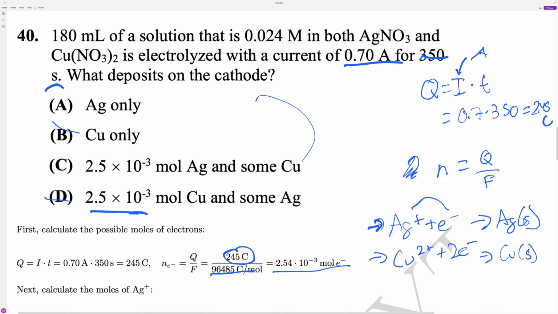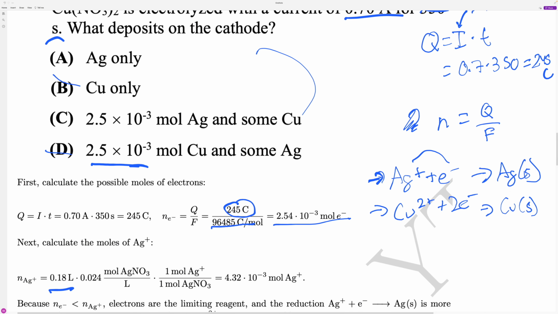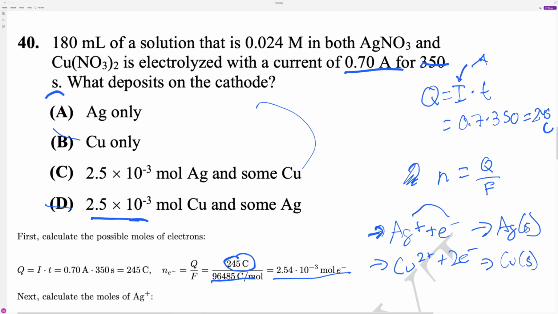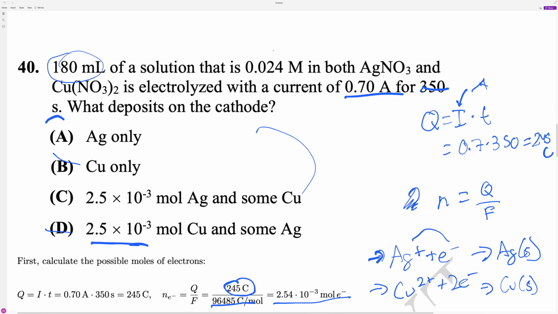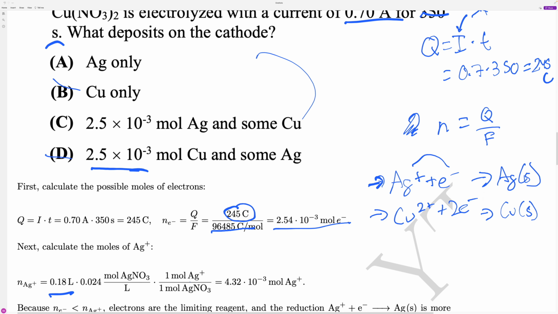If it is, then our answer is C. So we're just going to do some stoichiometry here to figure that out. I've done it here below. We just use the values that we have from the problem: 180 milliliters, the molarity here, and then of course we know there's 1 mole of Ag+ per mole of AgNO3. So doing that computation, we get this.